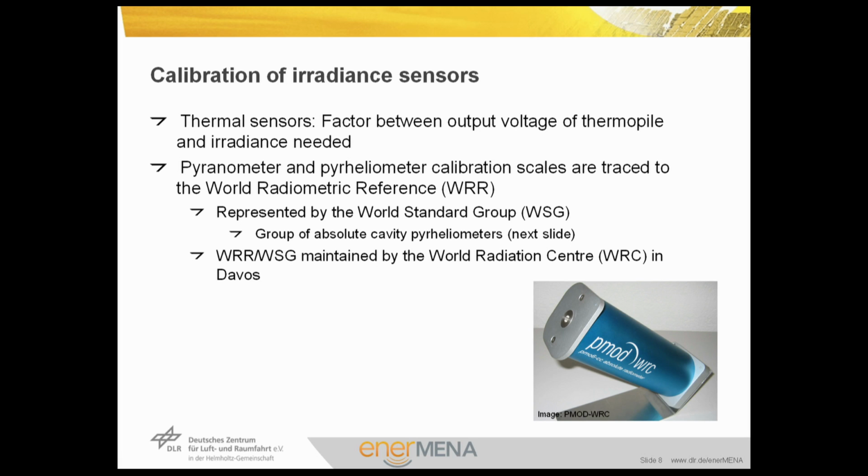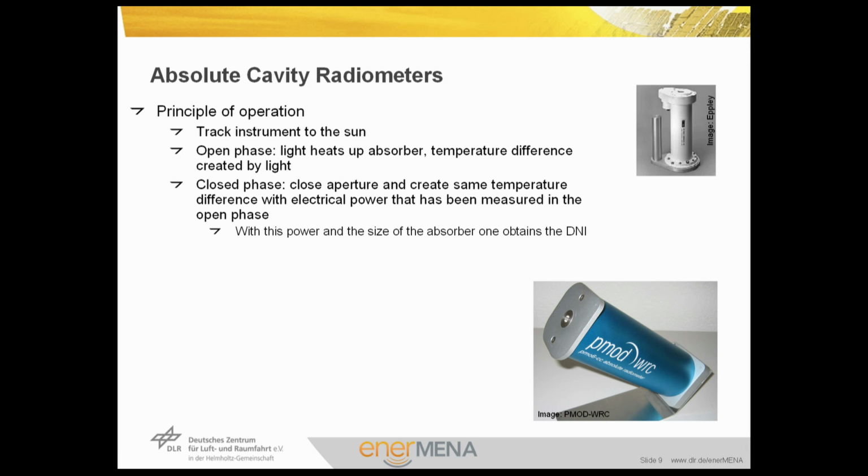The WRR WSG is maintained by the World Radiation Center in Davos. Absolute cavity radiometers have to be tracked to the sun, so they are pyrheliometers. They have an open phase. In this open phase, light heats up an absorber so that a temperature difference is created by the light. Then we have a closed phase. In this closed phase, the aperture of the pyrheliometer is closed and the same temperature as before is created with an electrical power. It's easy to measure the electrical power, and if you then also know the size of the absorber, you can obtain the DNI.